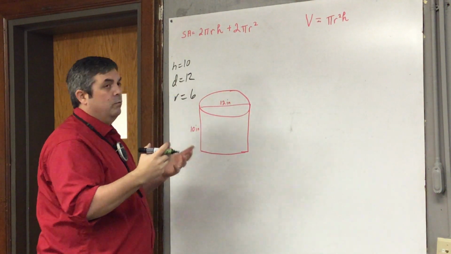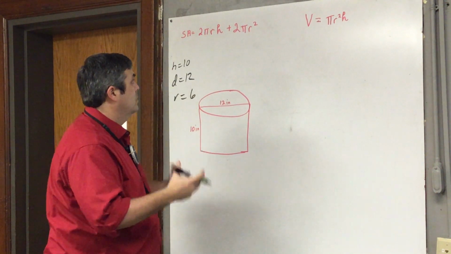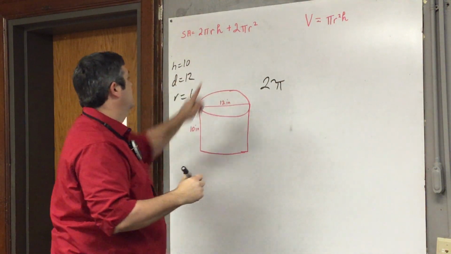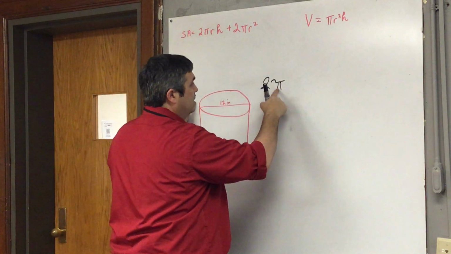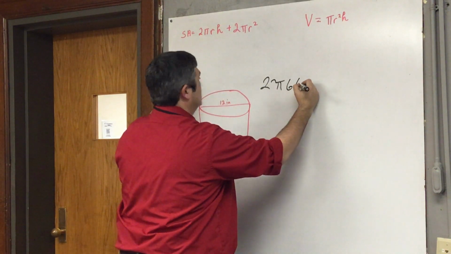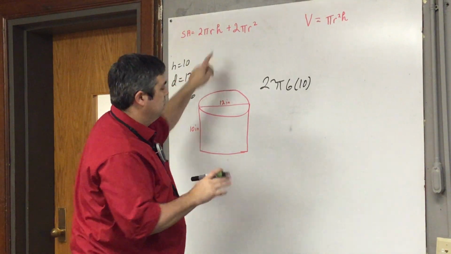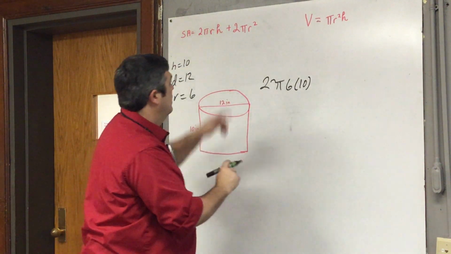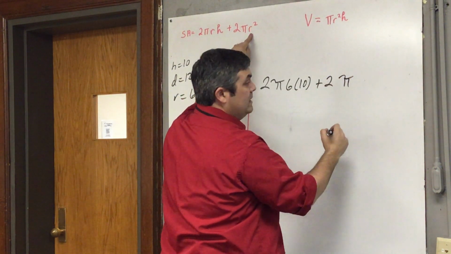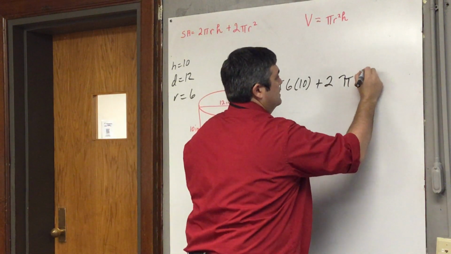I think most of you are really comfortable just putting 3.14 in for pi and going from there, and that's perfectly acceptable. So we're going to do that. So 2 pi r, which is 6, so 2 times pi times 6 times the height, which is 10. All right, so this first part, remember, that's your LSA, that's your lateral surface area, that's this part right in here, okay? Plus 2 pi radius squared, 6 to the second power.